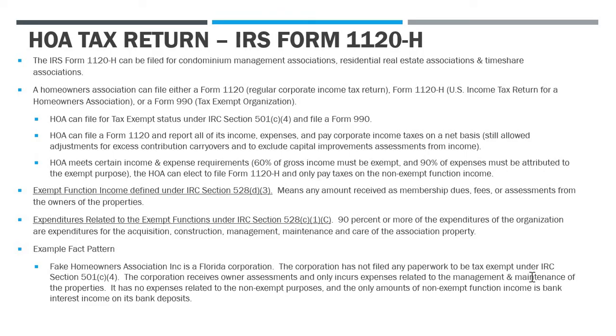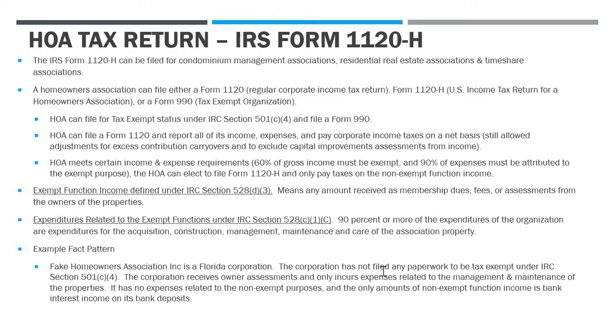They haven't submitted a 1023 to get a tax exemption under 501(c)(4). The corporation receives owner assessments and only incurs expenses related to the management and maintenance of the property. So they're going to meet this 90% test on the expense side. So no expenses related to non-exempt purposes, and the only amounts of non-exempt function income is going to be bank interest income.